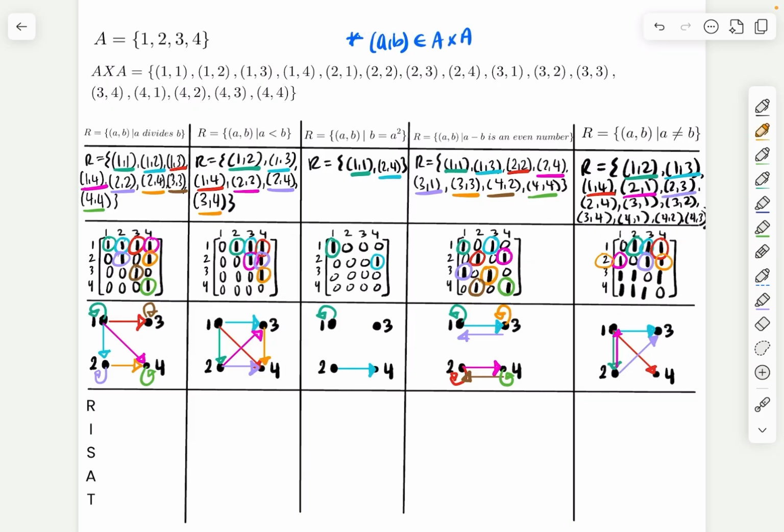Another 1 means there's an arrow from 2 to 4. I see another 1, that means there's an arrow from 3 to 1, so from 3 all the way to 1. I see another 1, that means there's an arrow from 3 to 2, from 3 all the way to 2. I see another 1, that means there's an arrow from 3 to 4, so from 3 all the way to 4.